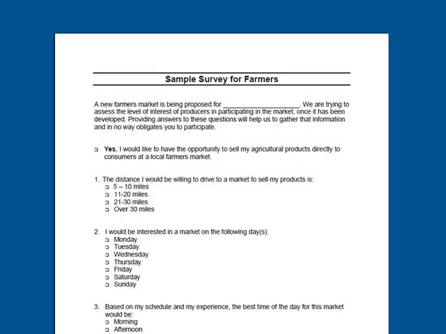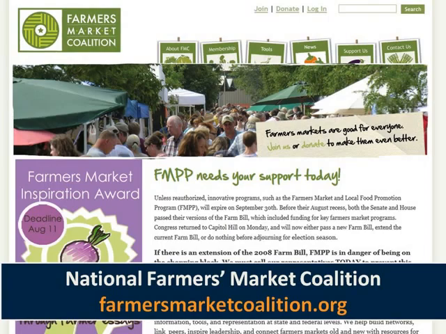Surveys of farmers can help you understand what agricultural products are currently growing and whether they have the capacity and interest in participating in a new market. This survey here is one you can find on the National Farmers Market Coalition website. The Coalition is an amazing resource for farmers market managers and supporters. They have a comprehensive collection of reports and resources.